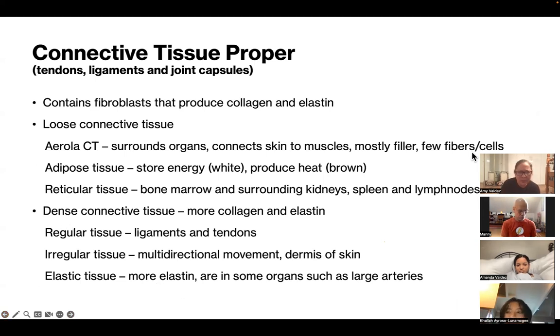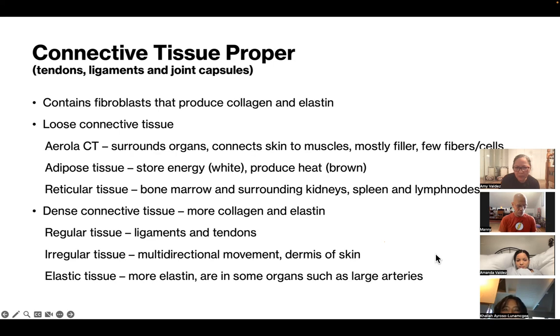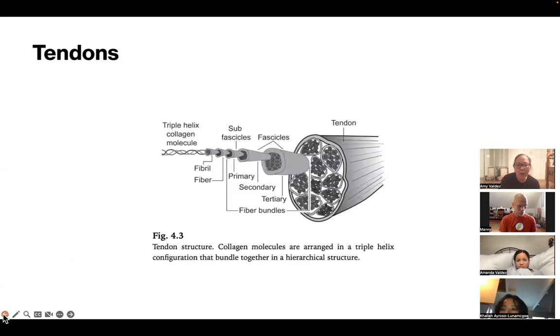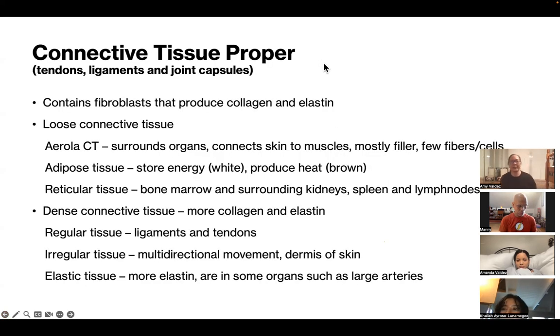Well, okay. Do I have a picture here? I don't have a picture here. Are you talking about a picture? No, I just mean when it says connective tissue proper. Oh yes. That means it's the normal, how it's supposed to be. No, proper meaning the tendons, the ligaments, and the joint capsules.